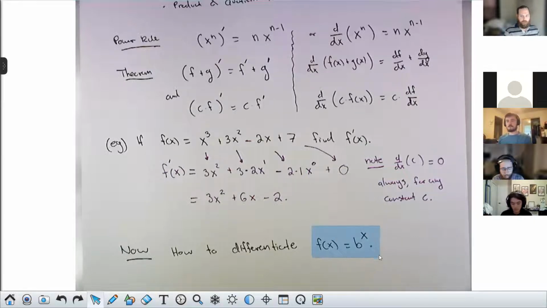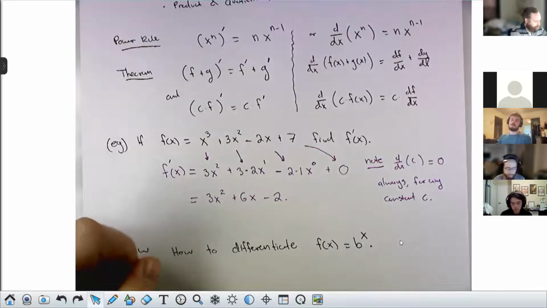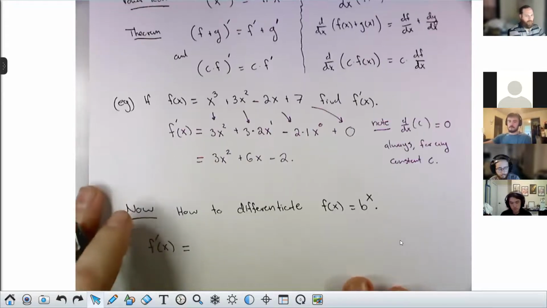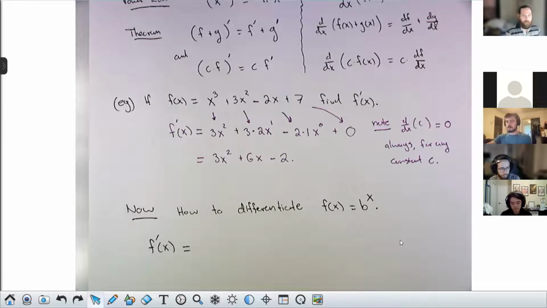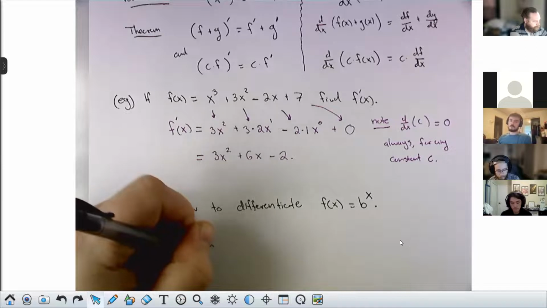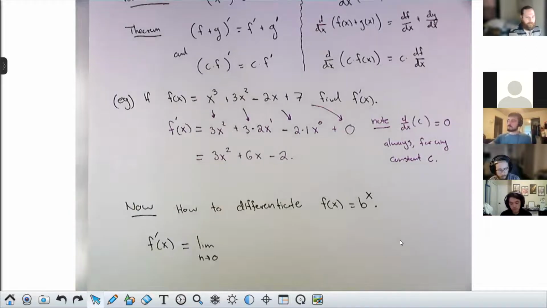So functions of this form are exponential functions, right? And we know what their graphs look like. If b is bigger than 1, this is a growing exponential. It looks like e to the x. If b is less than 1, then this is a decaying exponential, right? Like 1/2 to the x. The trick, as with the power rule, is to start with the definition, the limit definition. Anytime we want to prove a rule, we have to go back to the definition.